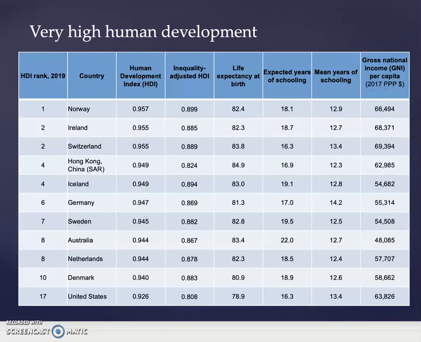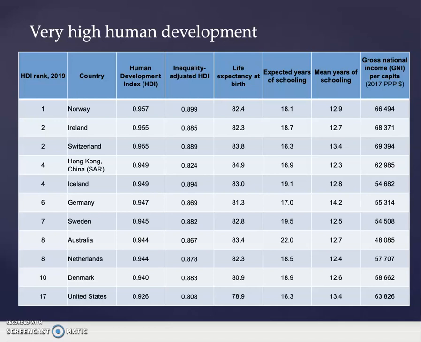So there's a standardized metric across the board. In terms of very high human development, this is the most recent information as of this recording. For Human Development Index, countries ranked in order here: Norway first, followed by Ireland, Switzerland, Hong Kong, and Iceland tied for number 4.